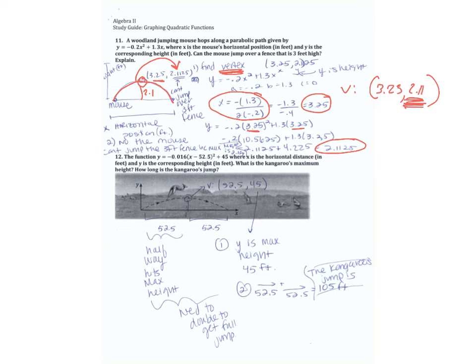And if y is the height, and the mouse only jumped about 2.1 feet in the air, and the fence was 3 feet. That's the fence, and it's 3 feet. The mouse is not able to jump over the fence.